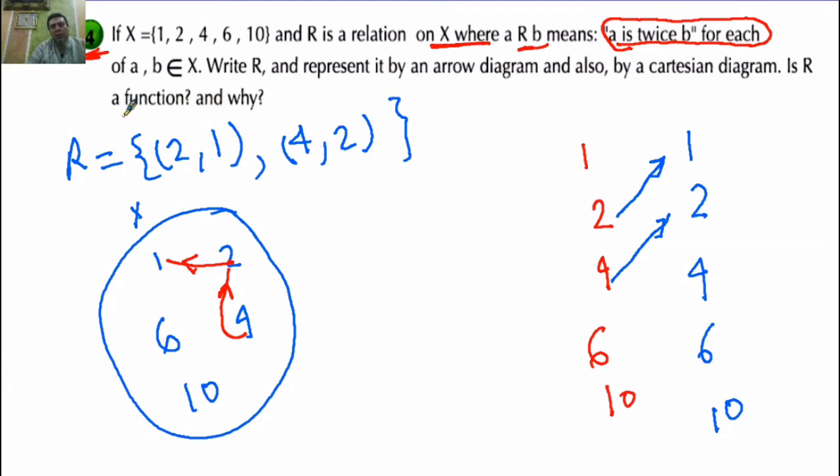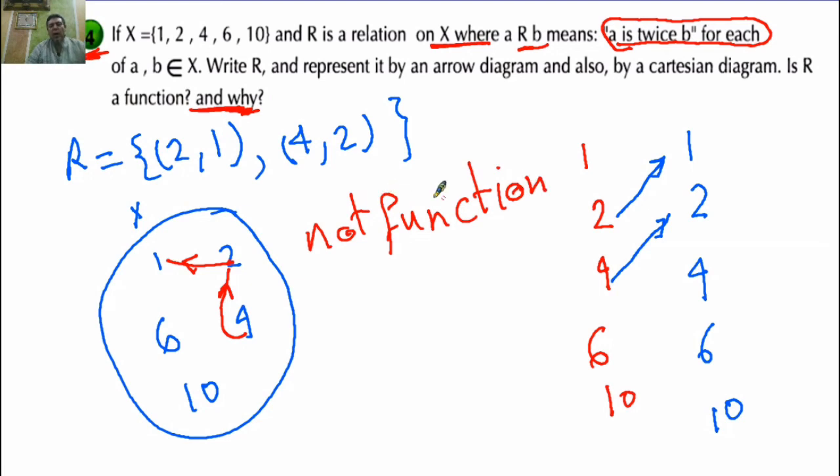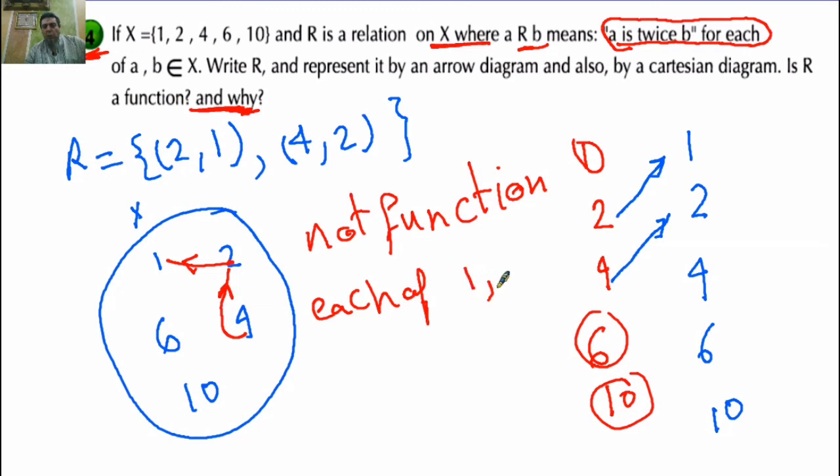State if the relation is a function and why. The reason this relation is not a function is that elements 1, 6 and 10 do not appear as a first projection in the relation. Each of the elements 1, 6 and 10 does not appear as a first projection in the relation. This relation is not a function.